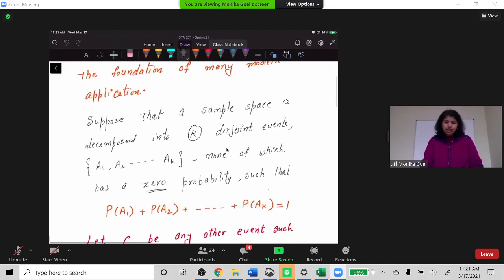As we did in the last class, suppose that a sample space is decomposed into k disjoint events. That means I have a sample space, and in it there are k events. K can be any number, 1, 2, 3, 4, 5, 10, from 1 to n. The word disjoint says that these events have nothing in overlap, so they are non-overlapping events.